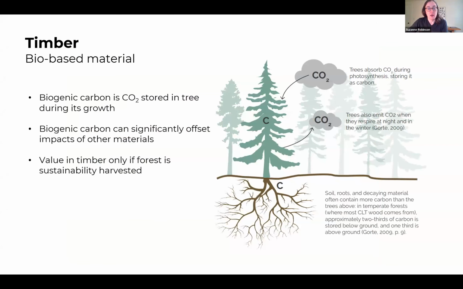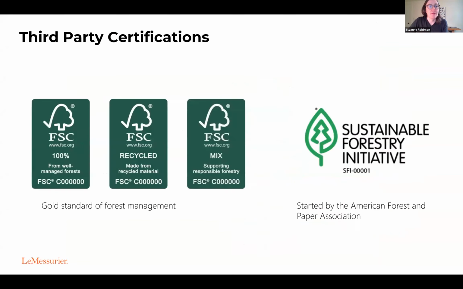So biogenic carbon is the term referring to the CO2 that is being stored within the material, in this case, in the tree. And this can significantly offset the amount of embodied carbon that you're using to extract, harvest, manufacture, and transport the materials.